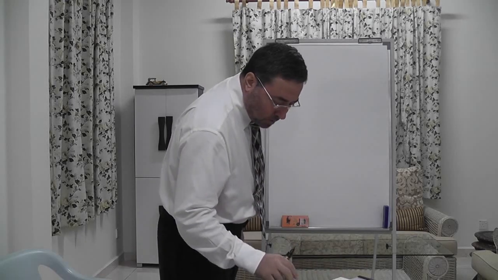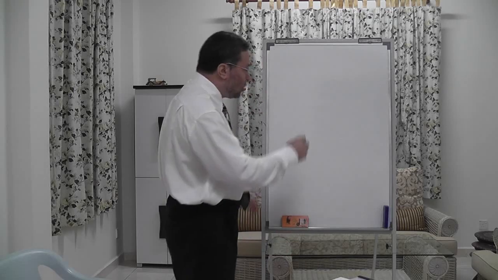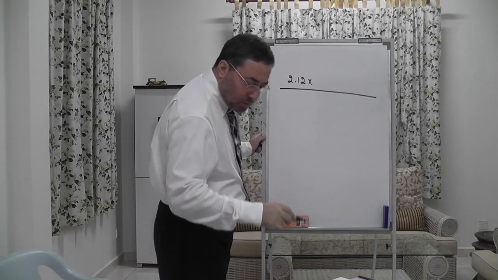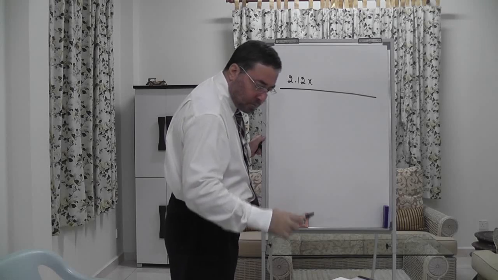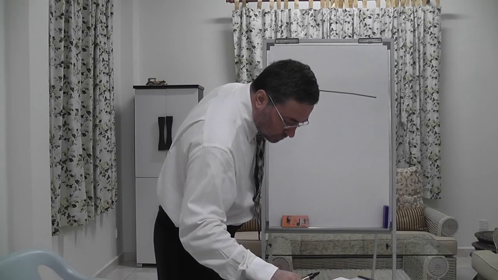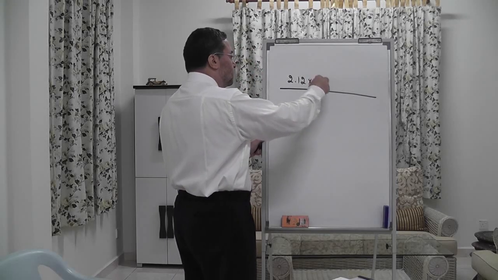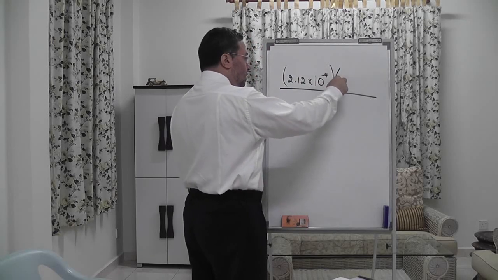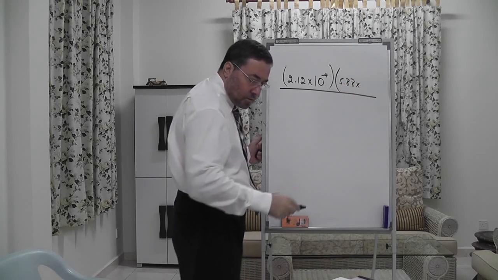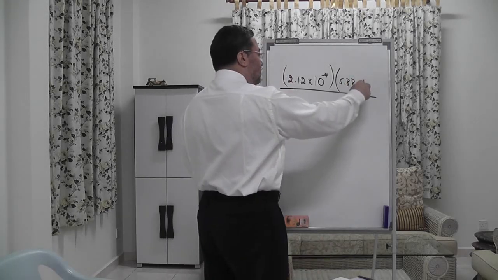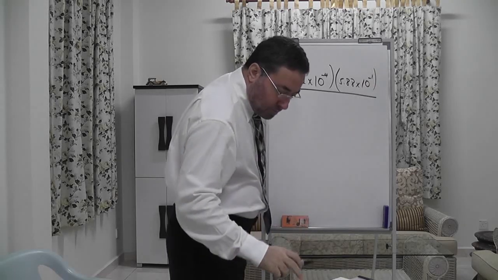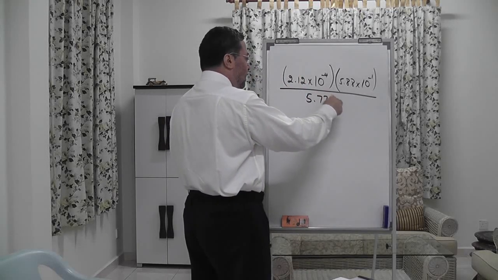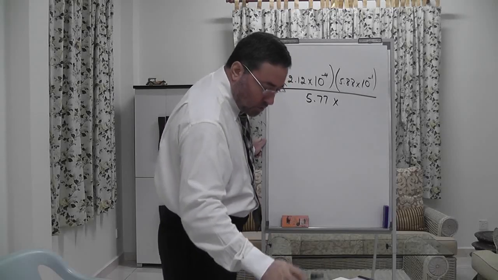Number 30. Here we have 2.12 times 10 to the minus 4 into 5.88 times 10 to the minus 1 over 5.77 times 10 to the 7.